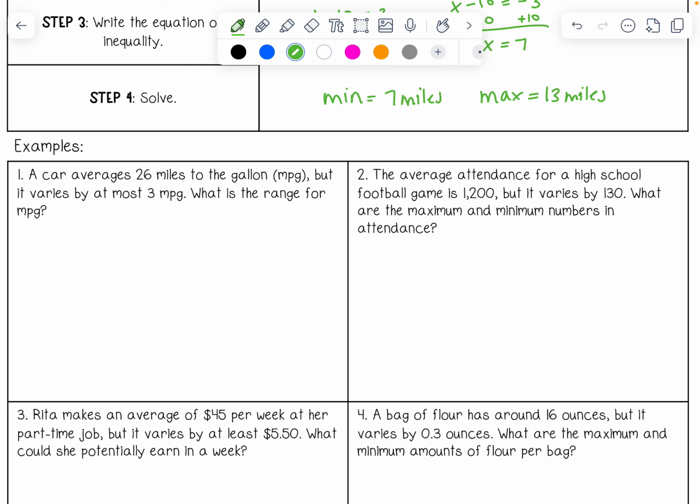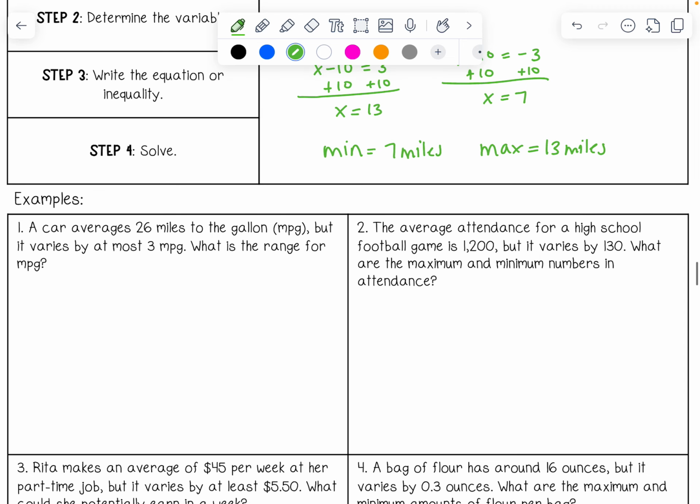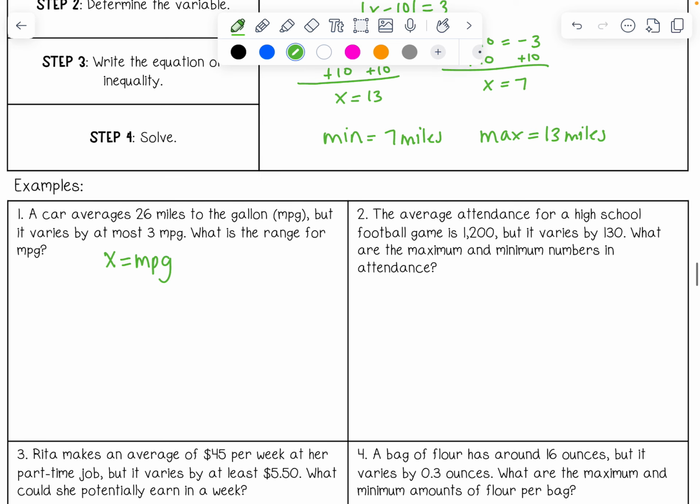So let's figure out our variable. What is the range for miles per gallon? Miles per gallon is our variable. So how many miles are we getting for each gallon of gas? So let's go ahead and write the inequality. A car averages 26 miles, but it varies by 3. So it's kind of similar to what we did in the first one. We're going to start with x minus 26 is less than or equal to 3. So we're almost backing in here.